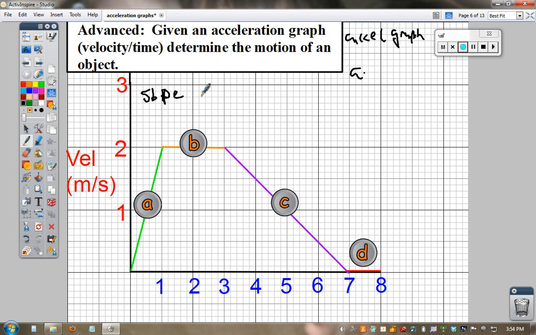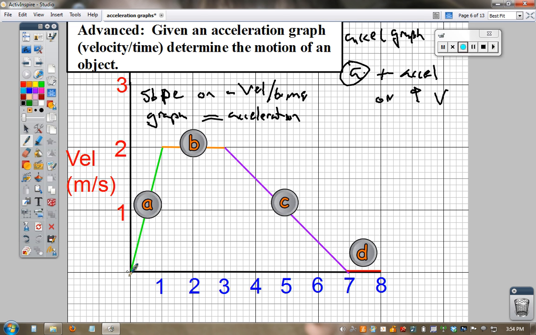Slope on a velocity over time graph equals acceleration. So A, this is easy. Well, that's a positive slope. That's positive acceleration, or increasing velocity. So you can see that velocity is going up and up. Right here it's a little bit, and here it's more, and all the way up at the top it's moving at 2 meters per second. So positive acceleration, increasing velocity.